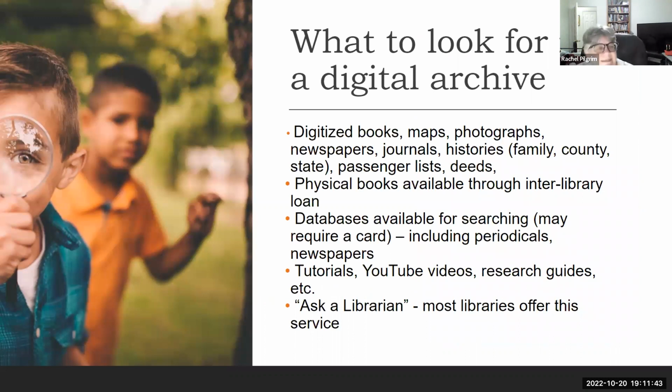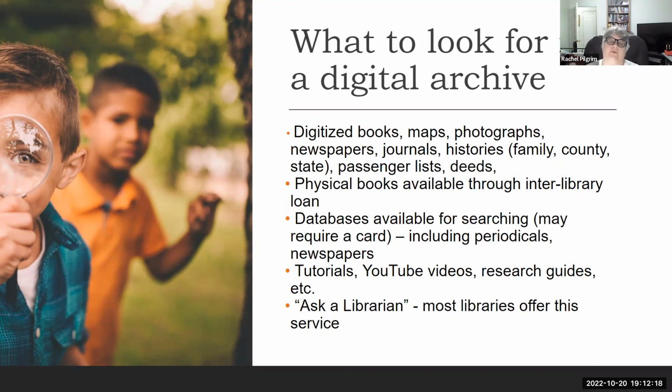So what can you find in a digital archive? This is not an exhaustive list by any means, but you can find not only physical, but digitized books, maps, photographs that people donate, newspapers and newspaper articles, journals, histories. And histories could be a family history, a county history, a state history, a history of a specific congregation, passenger lists, deeds. The sky's kind of the limit there.